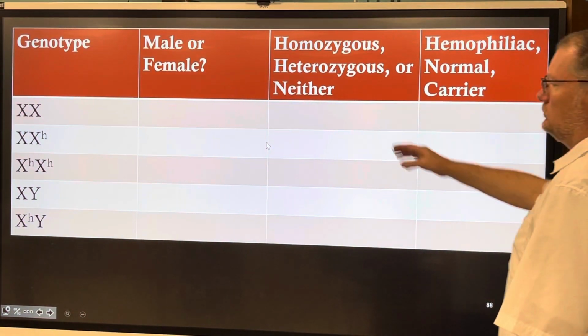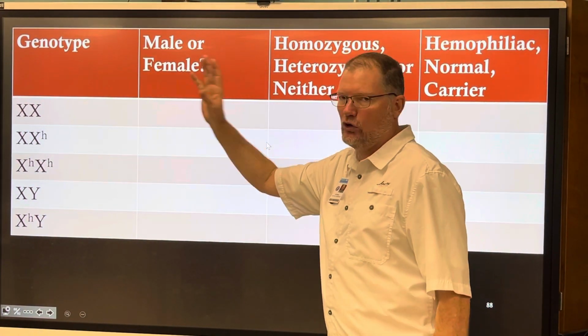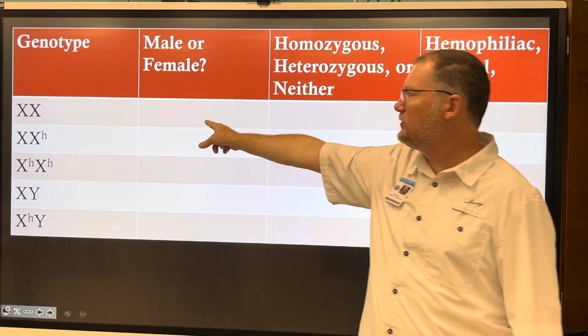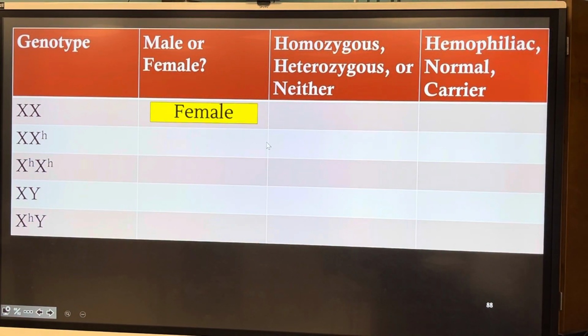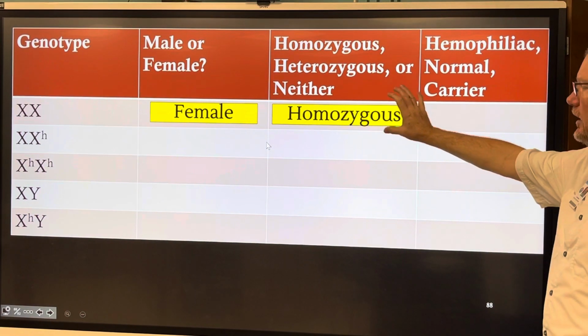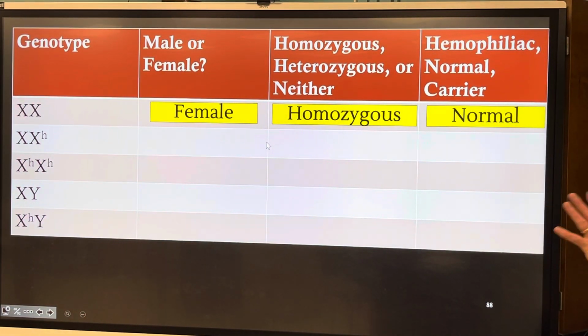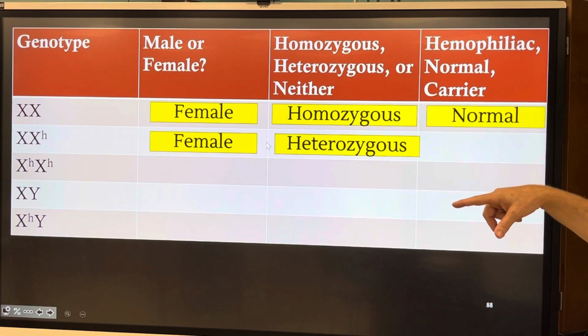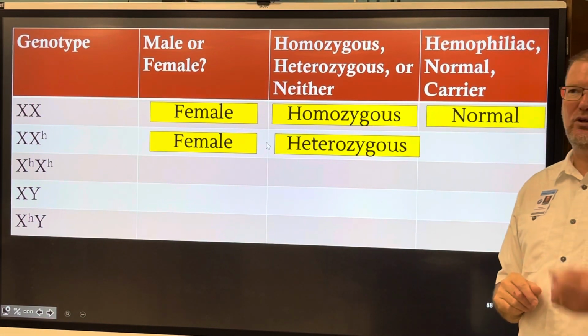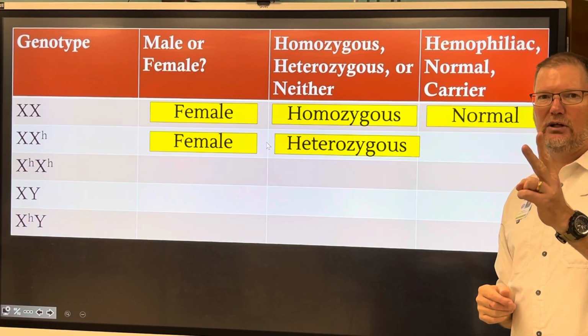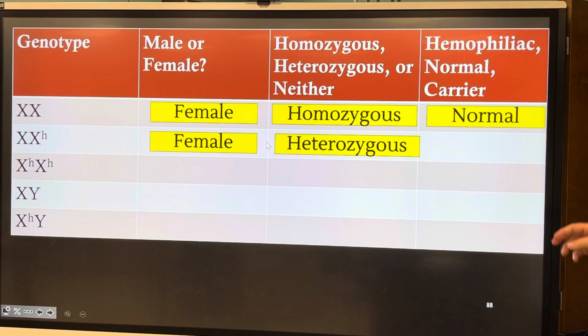So, again, I'll do the first couple, and you're going to do the rest by yourself. So, obviously that's not a male. It's homozygous. And is hemophilia involved on any of those chromosomes? On either one of them? No, it's totally normal. Not a carrier, not hemophiliac. Okay. Female, again, heterozygous? And do they have hemophilia? Do they have two little h's, two recessive alleles? No. Are they normal? No, they are a carrier.